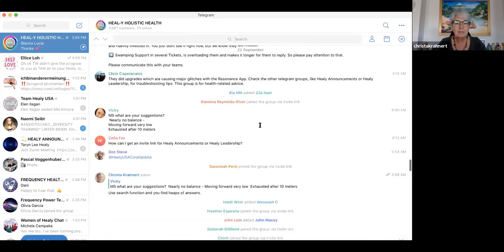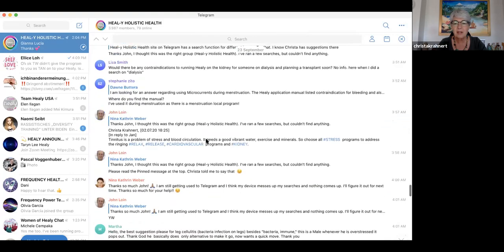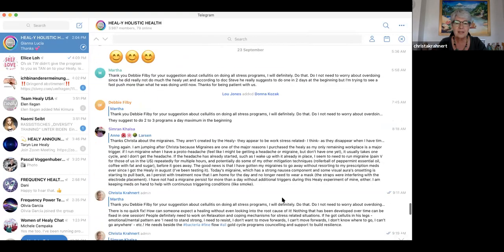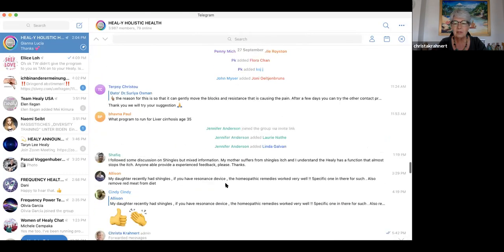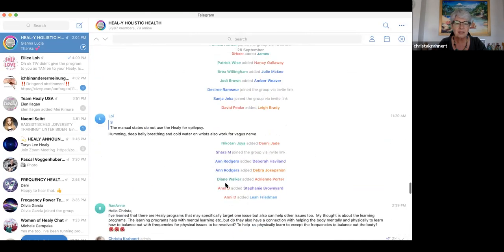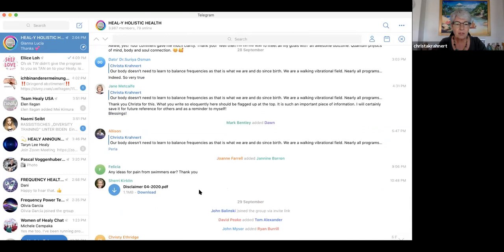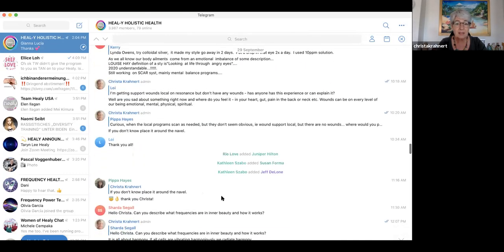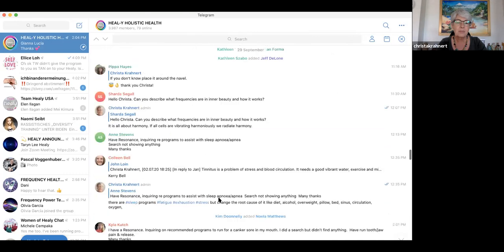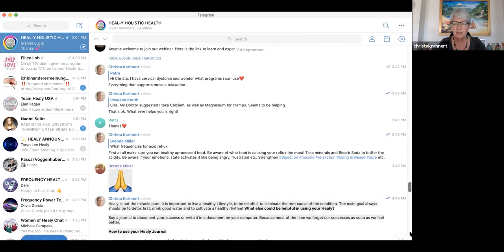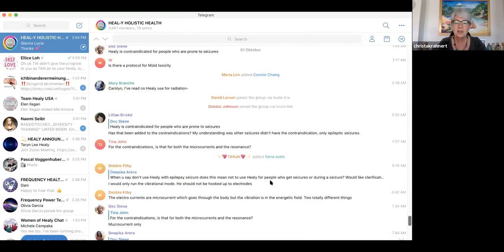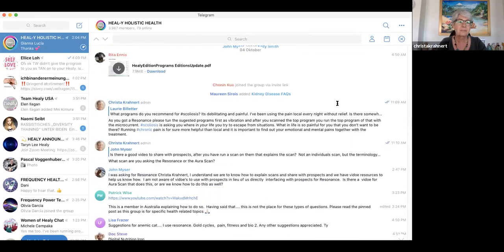Okay, so straightforward. I really hope that helps for the newbies, for all the people who don't know how to use Telegram, and that what is here in the Healy Health belongs to all Telegram groups. We all, all Telegram groups, got the search function. Okay, so far so good.